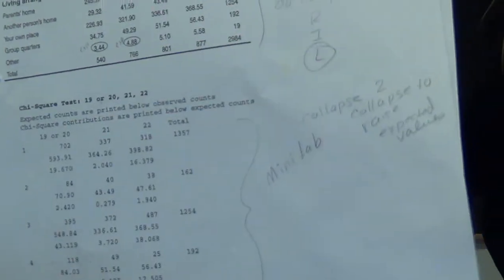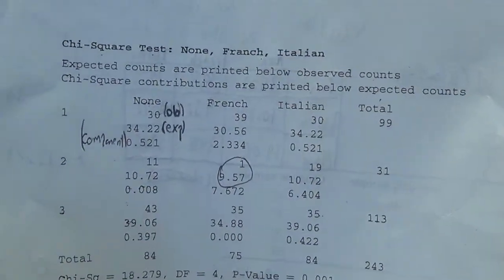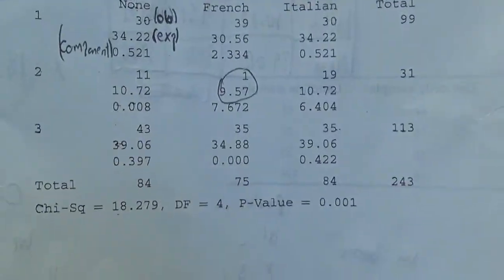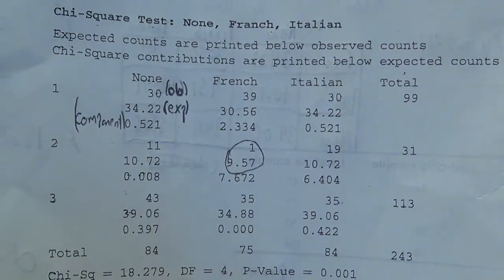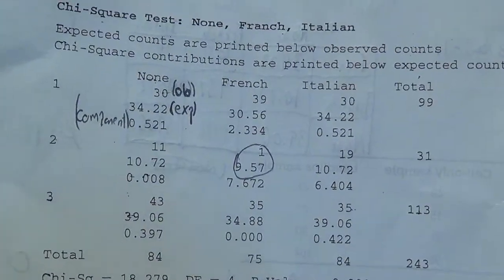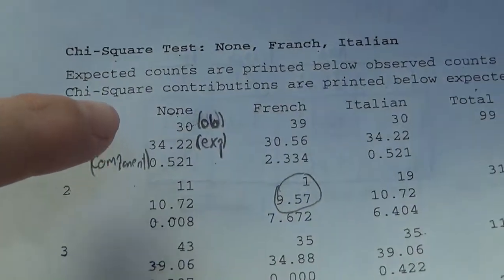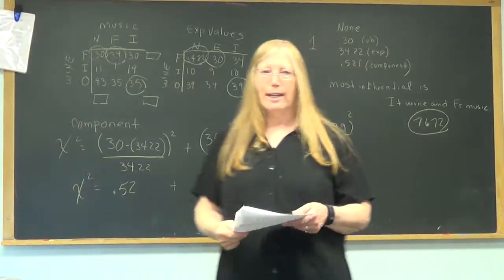On the Minitab, we saw values that were all around these nine spots. It turned out the first one in each spot is the observed, the second is the expected, and the third is the component. So if we need to use that on our tests, we know how to do it now.